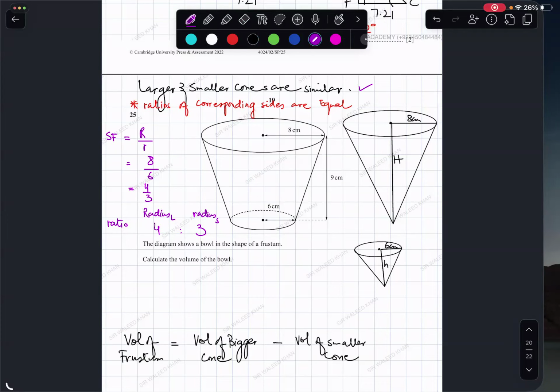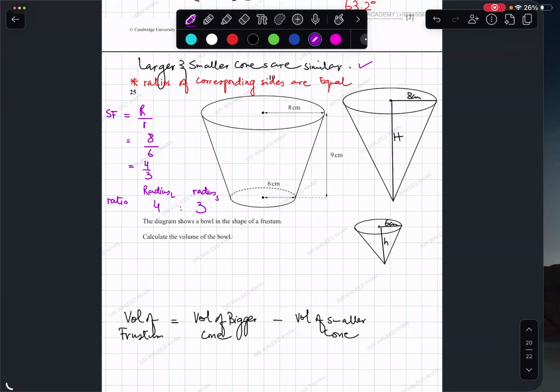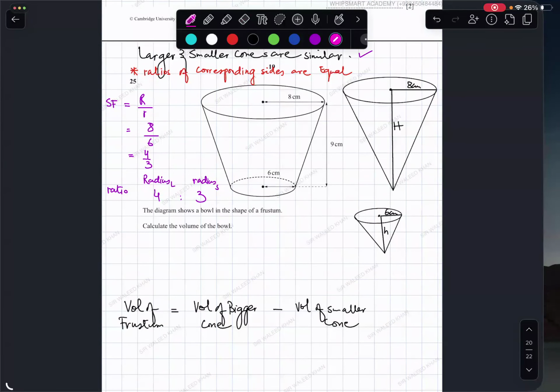So that means their height will also be in the same ratio. Which ratio? Their height will also be the height of the larger cone ratio the height of the smaller cone. They are also in the ratio 4:3. Why? Because they are similar. See, this is the concept of similarity. Now, over here, we don't have the smaller cone height. We don't have the larger cone height, but we have the difference between.